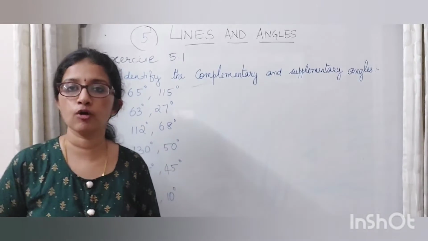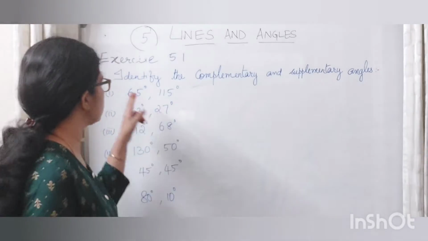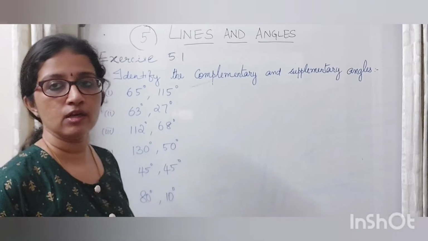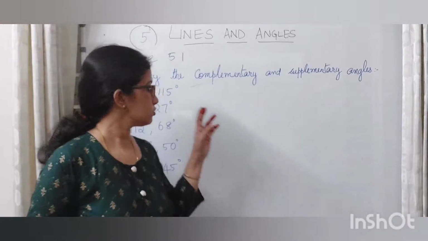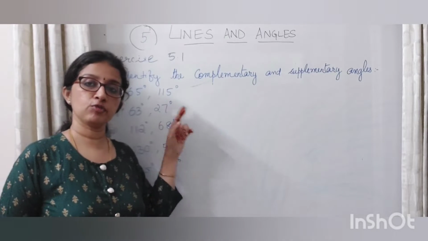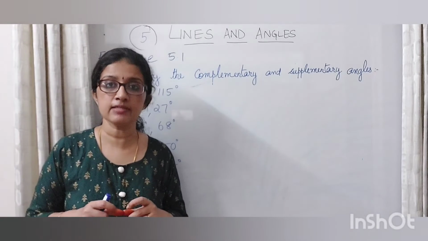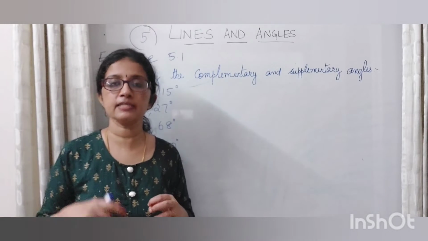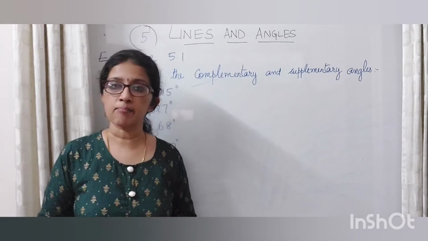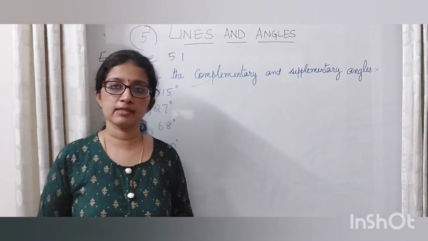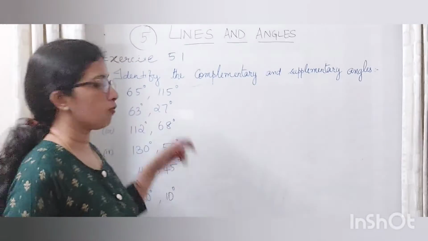Now let's move on to the third question. What is the third question? Identify the complementary and supplementary angles. What is the condition? They have given two angles in each question. The first thing you have to do is add the two angles. If the sum is 90 degrees, it is a complementary angle. If the sum is 180 degrees, it is a supplementary angle. It's very easy, right? Let's go one by one.